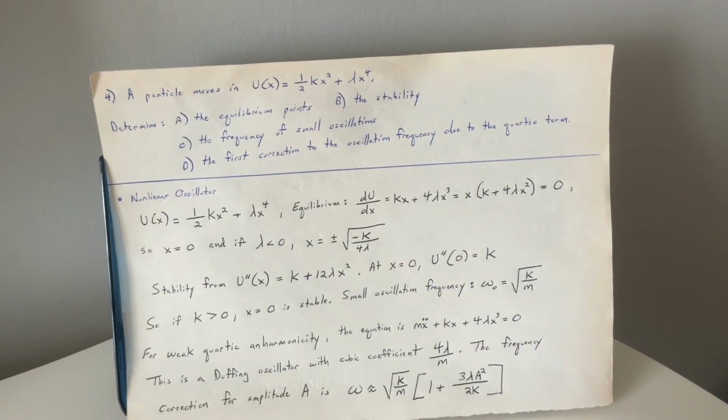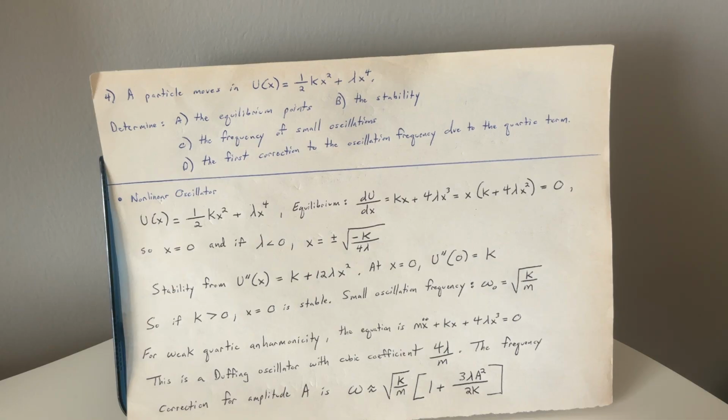So picking up with part two, problem number 4: a particle moves in U of x equals 1/2 kx squared plus lambda x to the fourth. Four parts here. Determine the equilibrium points, the stability, the frequency of small oscillations, and the first correction to the oscillation frequency due to the quartic term.